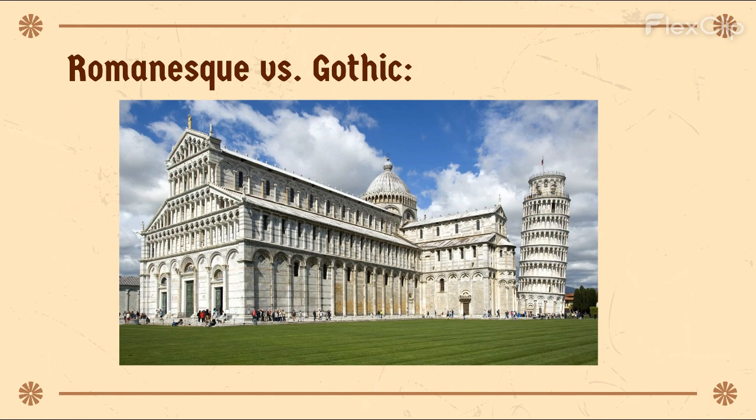Romanesque architecture was mostly from the 9th to the 12th century, or from the 800s to the 1100s, which was the transitional period between early Christian architecture and Gothic architecture. Gothic architecture was dominant from the 12th to the 16th century, and the height of Gothic architecture was from the 13th to the 15th century.